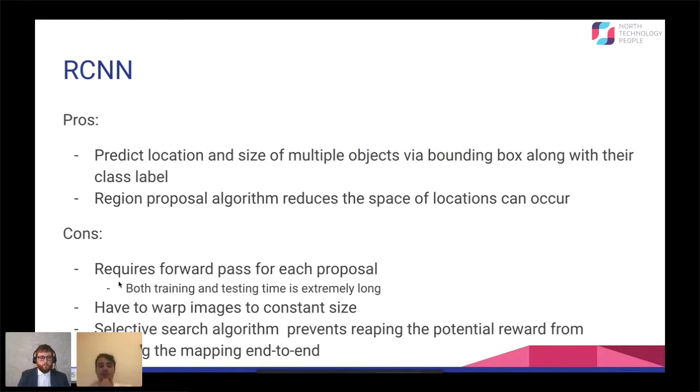But the cons are, for each of these region proposals, we have to feed it to the convolutional neural net. And if we're generating 2,000 proposals per image, this is very computationally intensive. So both training and testing take extremely long, and real-time systems weren't really practical with RCNN.